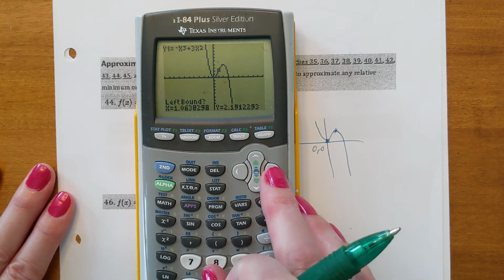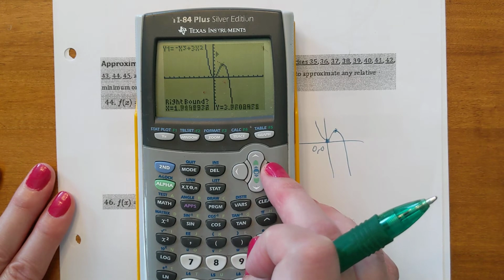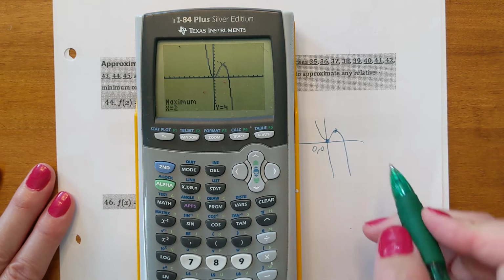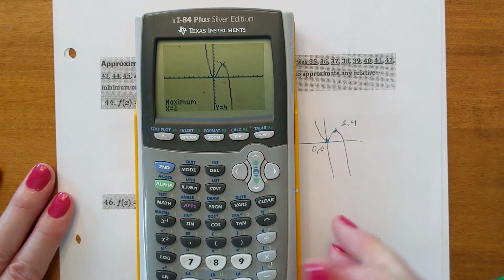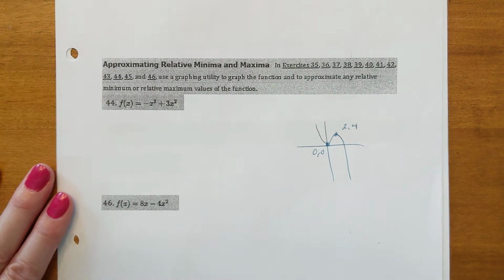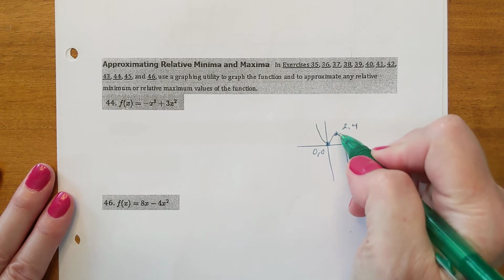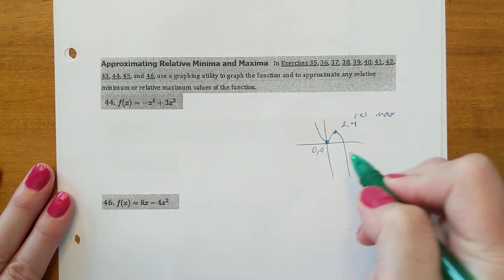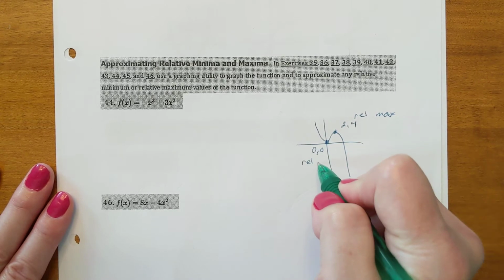All right, second, calculate, max. Go to the left of it, hit enter, go anywhere over the hill, hit enter and enter again. And that gives you the max of (2, 4). Okay, so they wanted to know the relative max or min. So this is a relative max, and this one over here is going to be a relative min.